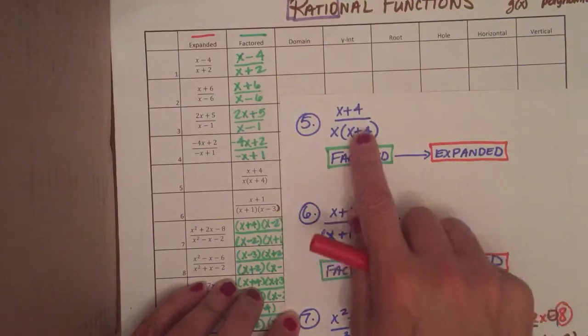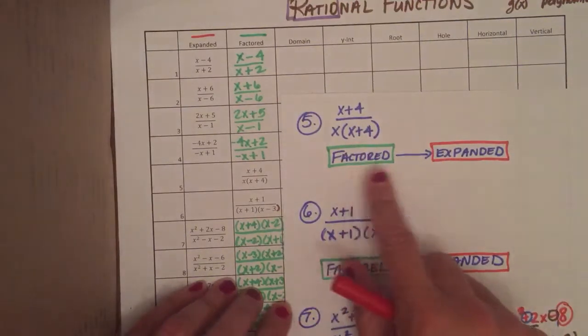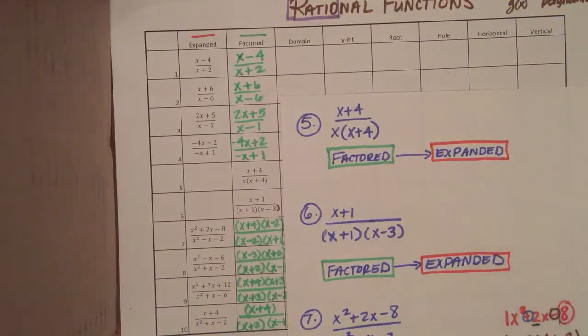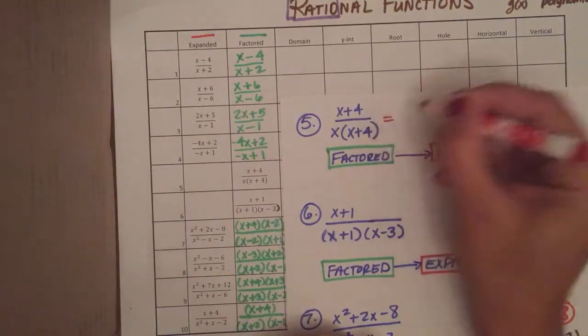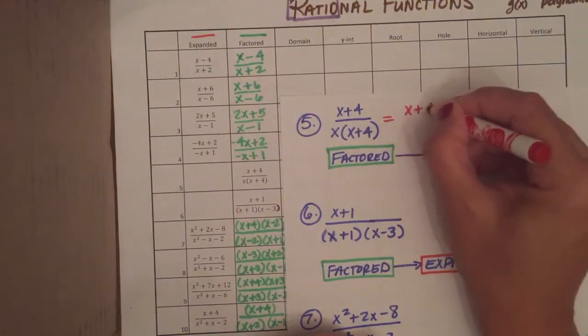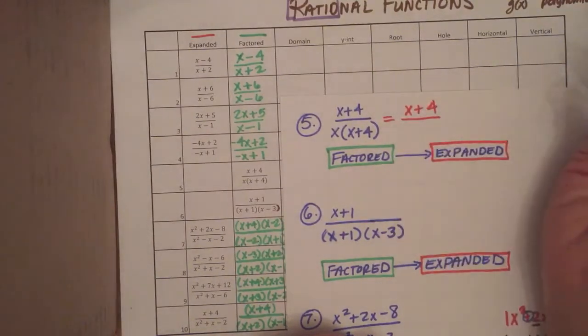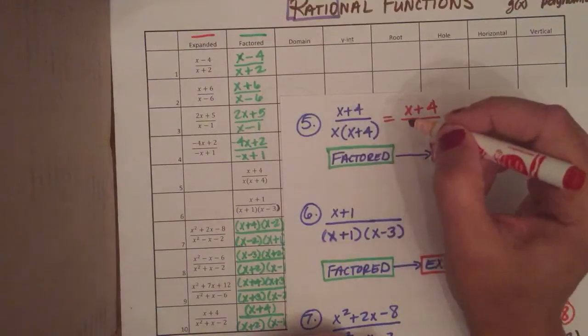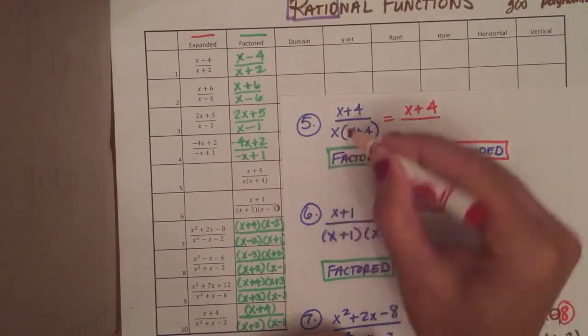So let's look at number 5. We'll concentrate on number 5. I want to go from factored form back to expanded. So my first step in number 5 is I look at the numerator, the x plus 4. That's already factored out. There's nothing else I can do with that. But in the denominator, I have two factors.